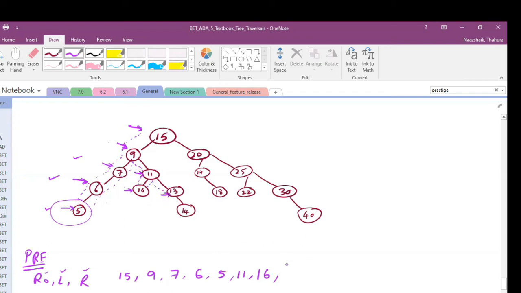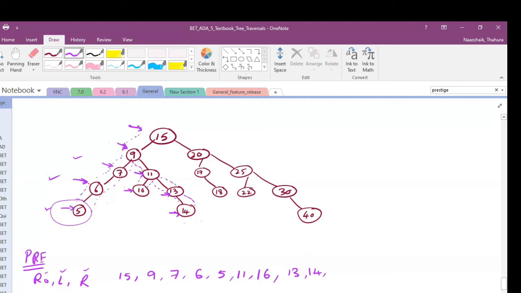So I visit this root. So there is nothing on the left, right? So now I go to the right. I visit this root. There's nothing to the left. There's nothing to the right. I go back. So this is completely done. Left is also done. Root is done. Right is done. I go back.